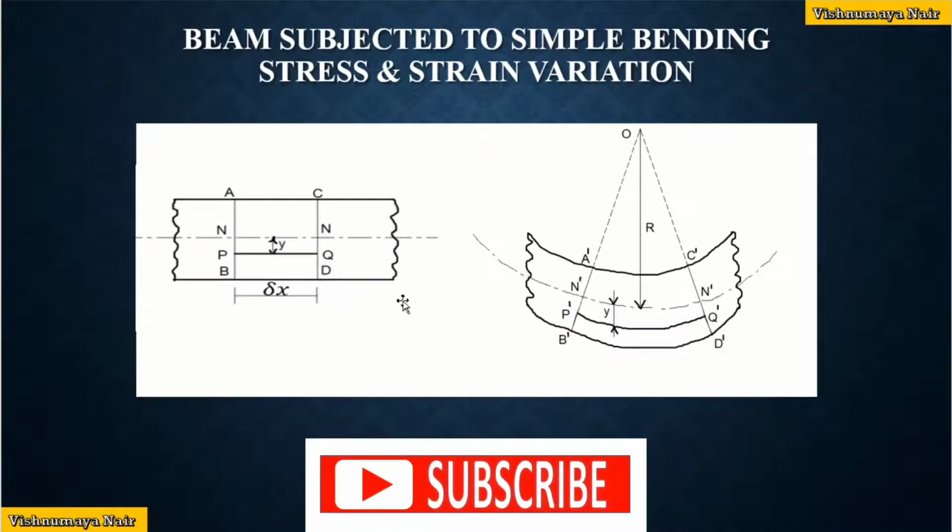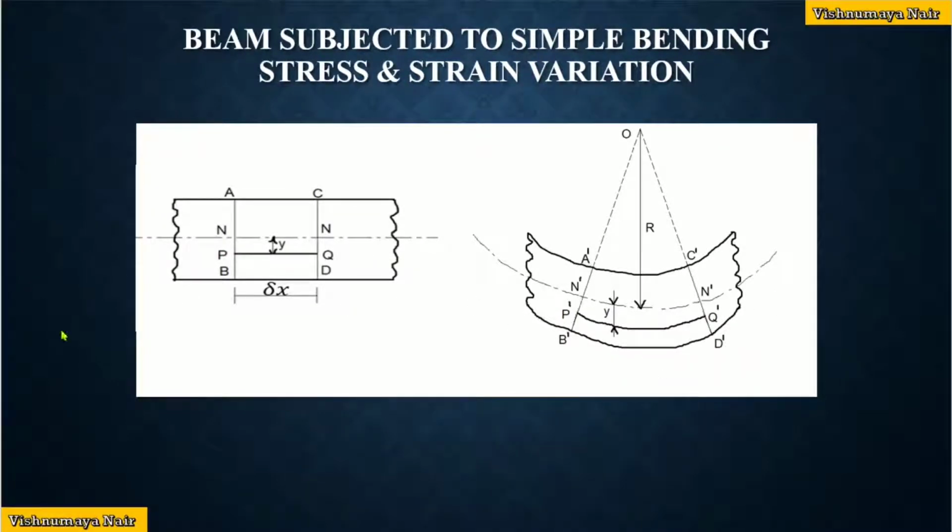Here I have shown a part of a beam which is subjected to simple bending. Consider a small length delta x of this part of the beam. Let AB and CD be the two sections perpendicular to the axis of the beam. Let NN be the neutral layer or the neutral surface and PQ be a layer which is situated at a distance of y meters below the neutral layer.